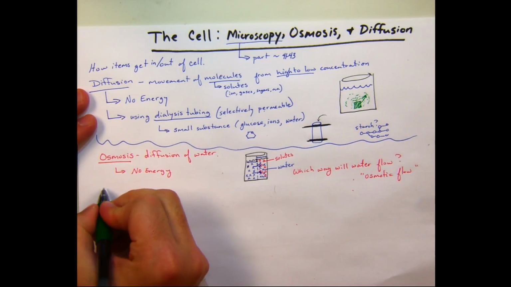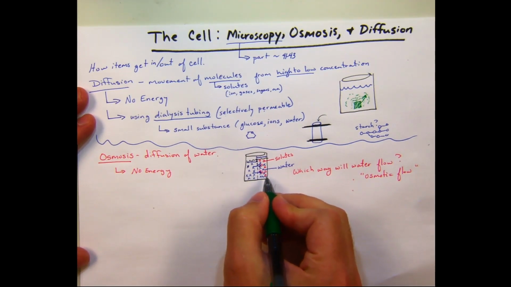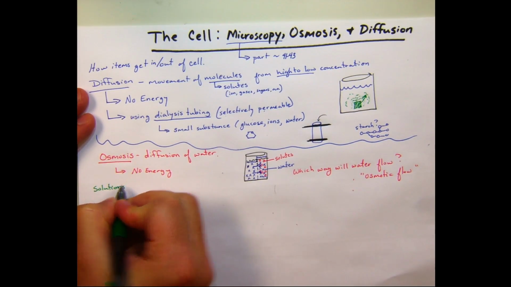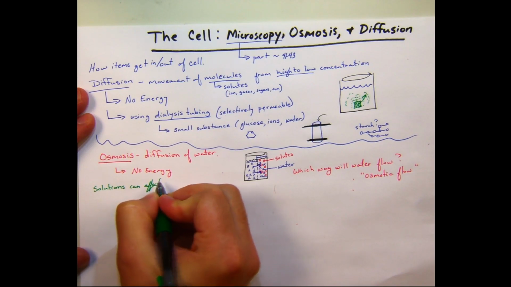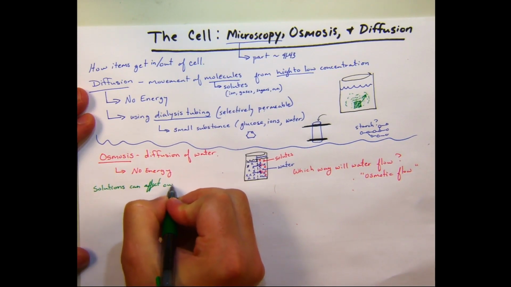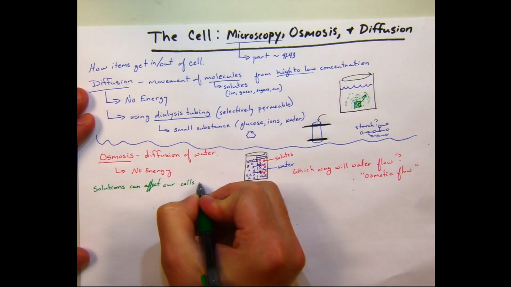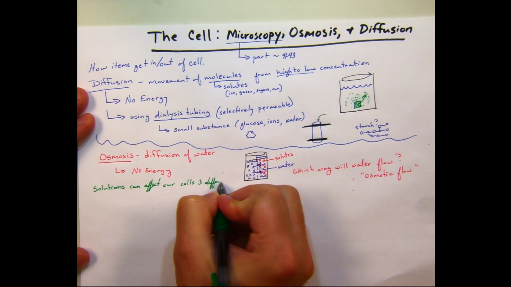So still talking about osmosis. All right. This is a solution of solutes. Does it have a lot, some, or very few solutes? Well, solutions can affect our cells in 3 different ways.